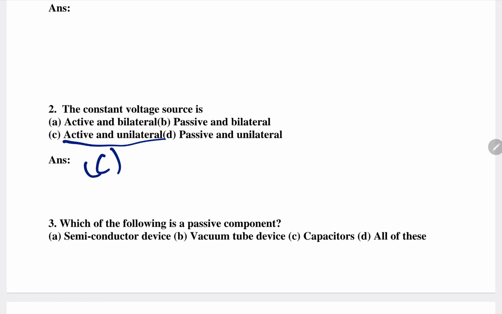Which of the following is a passive component? Here, a semiconductor device is an active element, and a vacuum tube is also an active element, and a capacitor is a passive element. Even though the capacitor can store the energy, it cannot deliver the energy continuously. So it's a passive element.